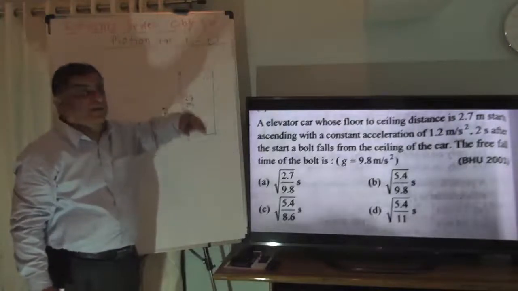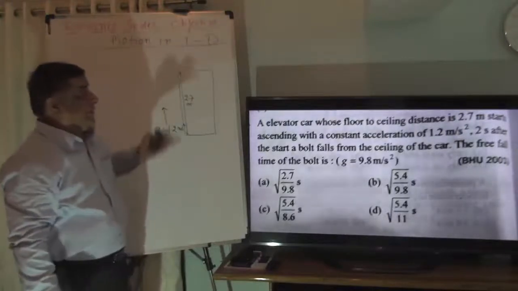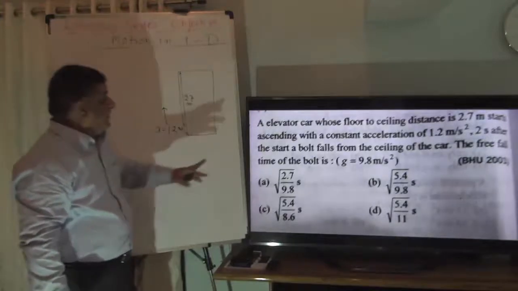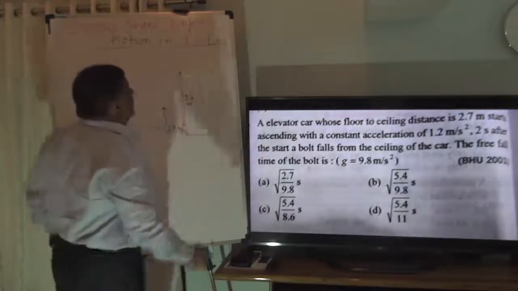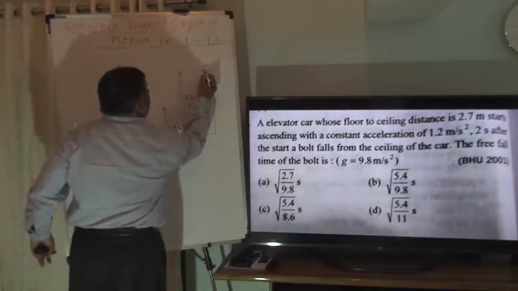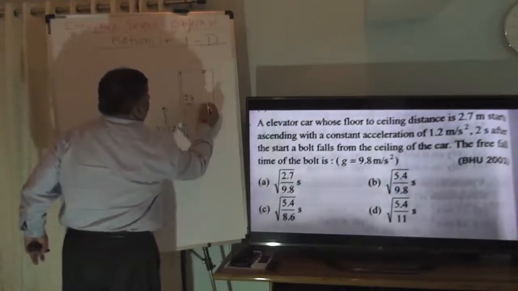Its velocity will increase by something in 2 seconds. Whatever it is, it will be something in 2 seconds. A bolt falls from the ceiling of the car. From here a bolt fell, and this bolt comes down.